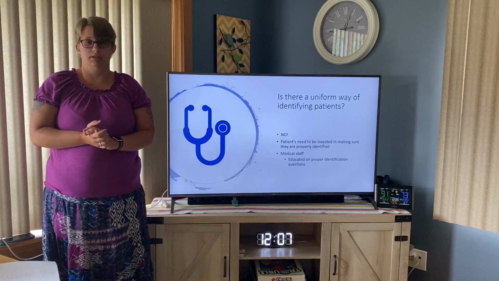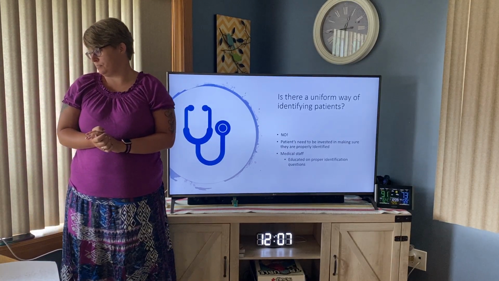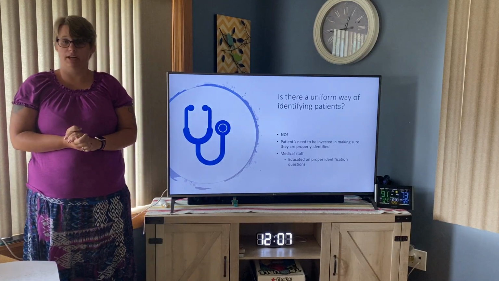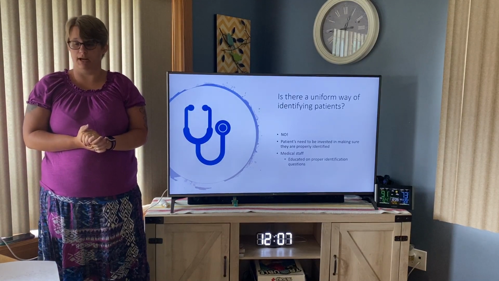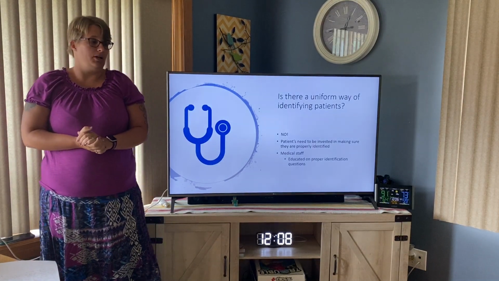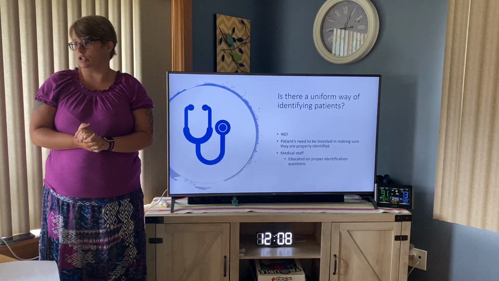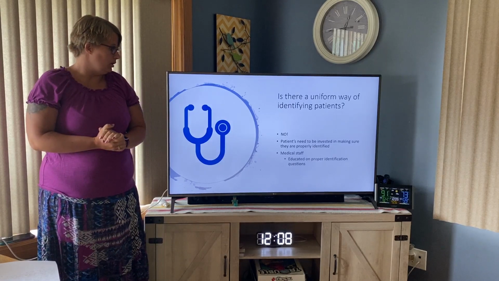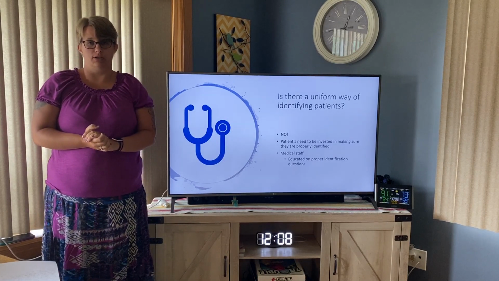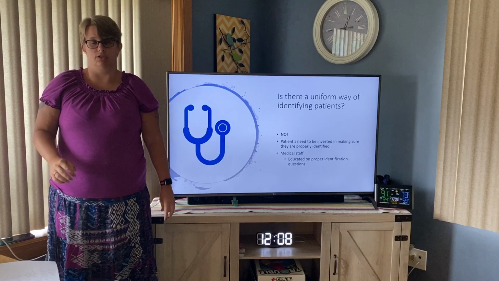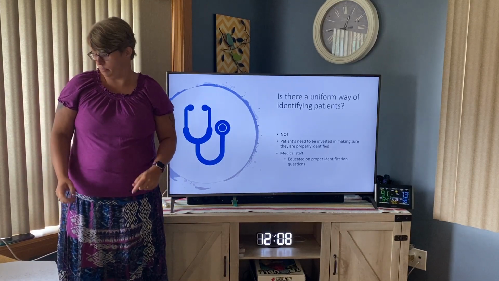Patients need to be invested in making sure that they are properly identified so that they can receive the proper care. And also medical staff needs to be educated on proper identification of patients and the questions that need to be asked. No yes, no questions. Have them actually answer with what their name is or what their date of birth is.